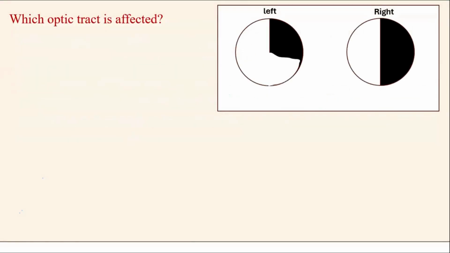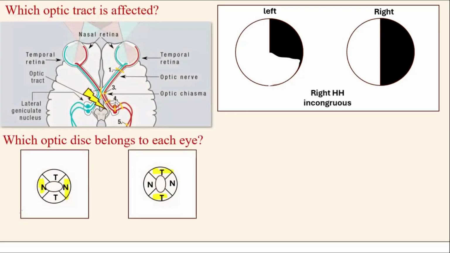Here's a question. Which optic tract is affected according to this visual field? This is the right visual field and this is the left visual field. Left. Yes, so this is homonymous hemianopia, incongruous, right?